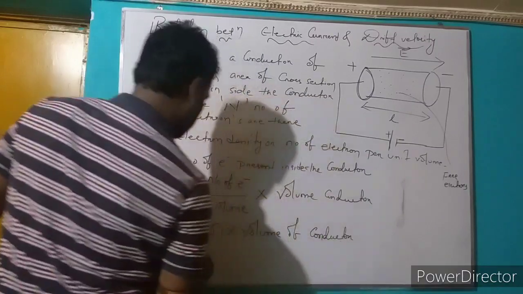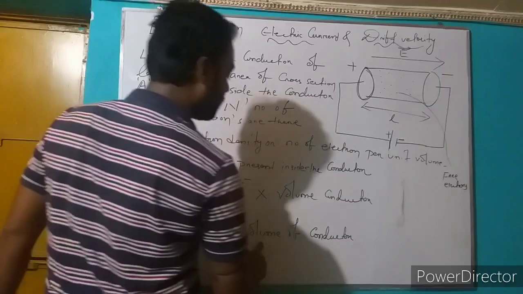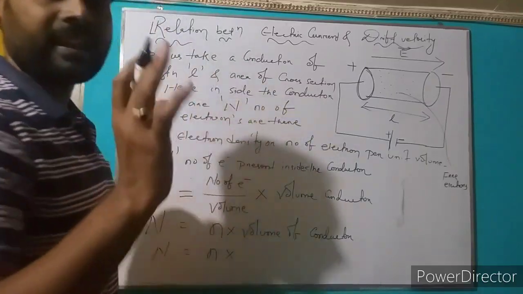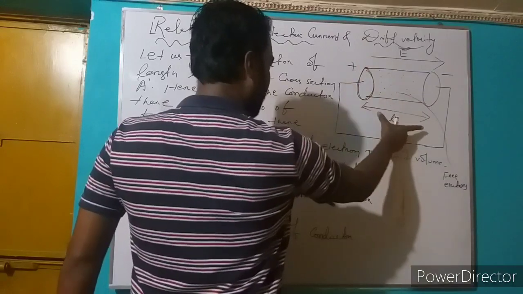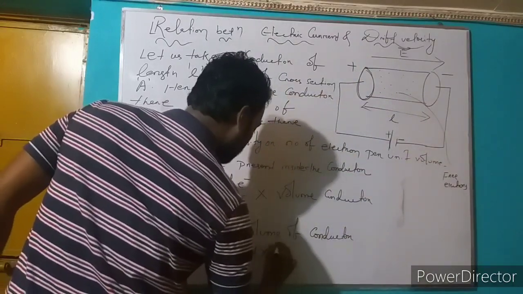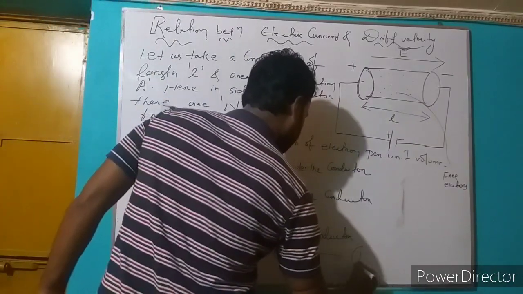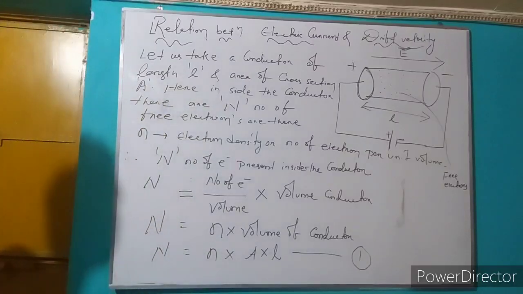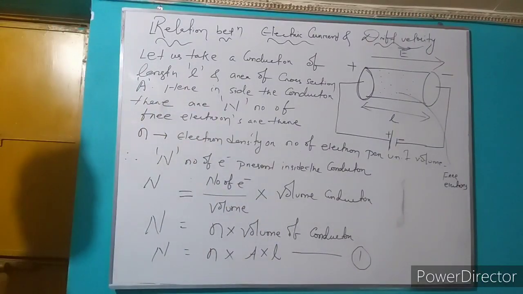Clear? Now N equals n into the volume of the conductor, and volume means area into length. So the conductor has some area and it occupies some length. So here we write area into length. Clear? So this is equation number 1. Is it clear to all? Please note it.